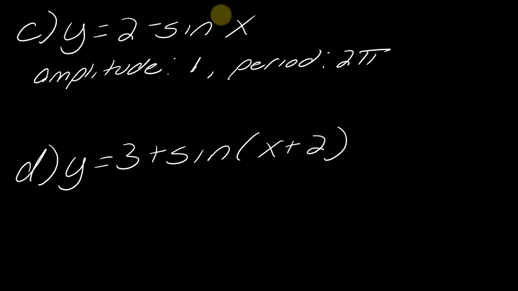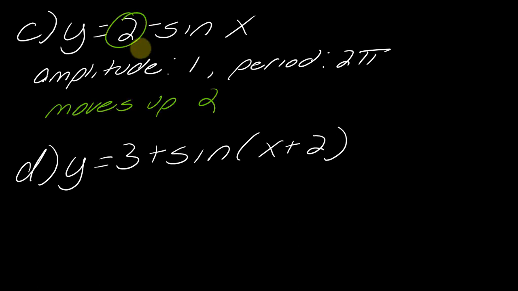And then the period is 2 pi because there's nothing attached to the x. Now, what we do have is this 2 here. This 2 really falls on the outside of the function. So that means that our sine function would move up 2. Okay, so we've looked at a couple of those now.